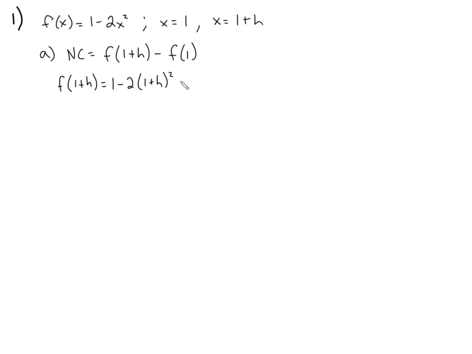Okay, so to simplify that, remember that you have to FOIL that. It's 1 plus h times 1 plus h. When you do FOIL on that, you should get 1 plus 2h plus h squared. And then when you distribute, you get 1 minus, well, let's just do this in descending order of power.